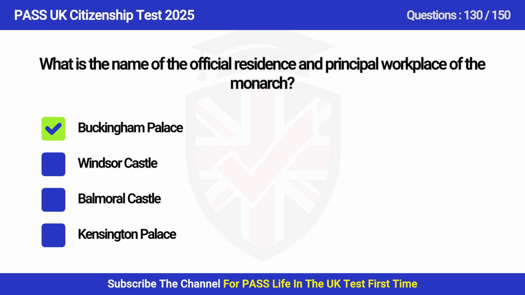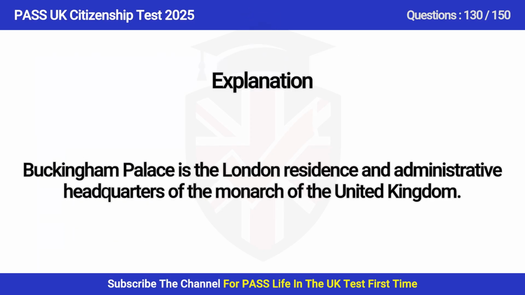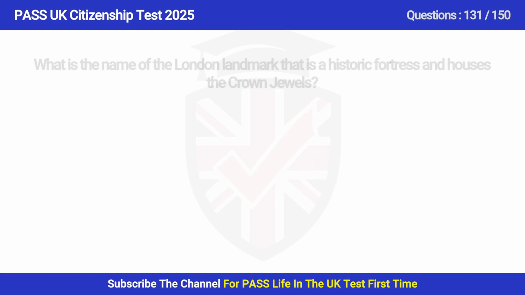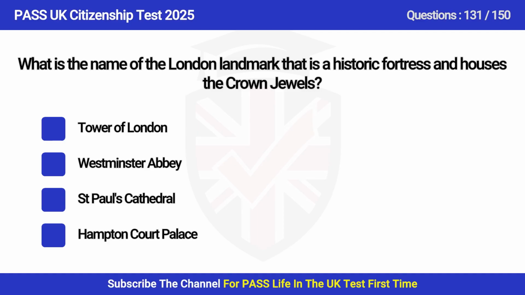Answer is A. Palace. The palace is the London residence and administrative headquarters of the monarch of the United Kingdom. Question 131. What is the name of the London landmark that is a historic fortress and houses the Crown Jewels? A. Tower of London, B. Westminster Abbey, C. Cathedral, D. Hampton Court Palace.